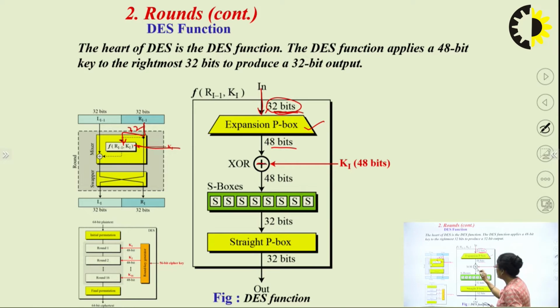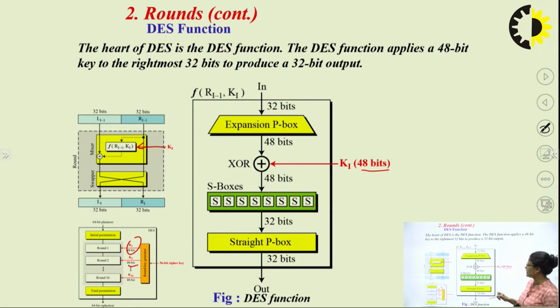After that, it XORs. XORs with what? XORs with the key. What is the key? If you remember, each key is 48-bit. Each key is 48-bit. So every round has a key input of 48-bit. So the key input which is coming for each round is 48-bit.